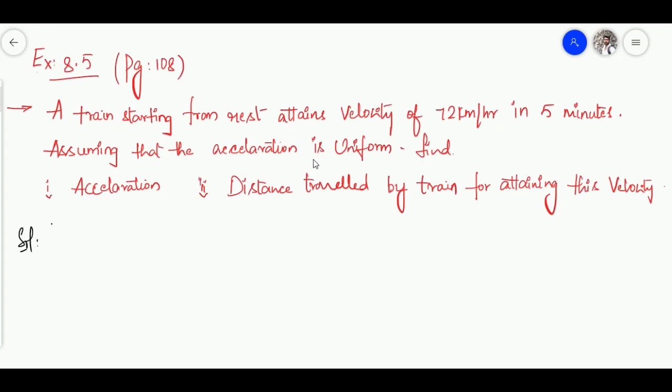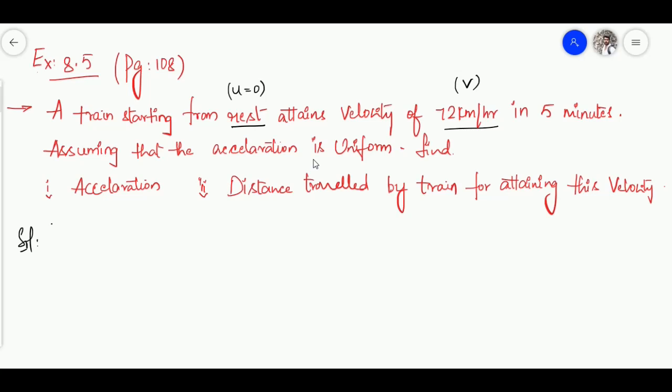So example 8.5, page number 108. Let's read the question. A train starting from rest. As I said, when you have a word like stationary, starting from stationary position or starting from rest, that means your initial velocity is 0. It reaches a velocity of 72 km per hour, so that's the final velocity, small v. And it takes 5 minutes to attain this velocity. Now you have to find the acceleration and also the distance traveled by the train for attaining this velocity.